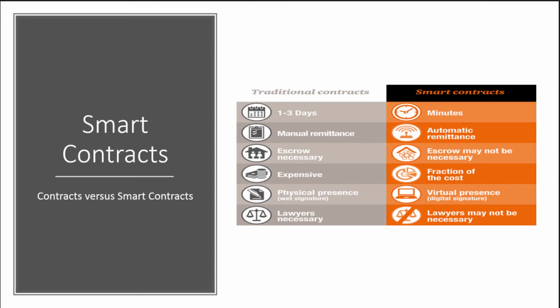And here's a comparison of traditional contracts and a smart contract. Basically, traditional contracts are a manual process. They could be costly. You may need attorneys. Smart contracts are pretty quick to run. They're very cost effective. And you may not need lawyers as well to provide any kind of legal advice around these.